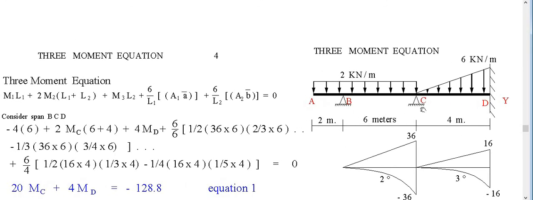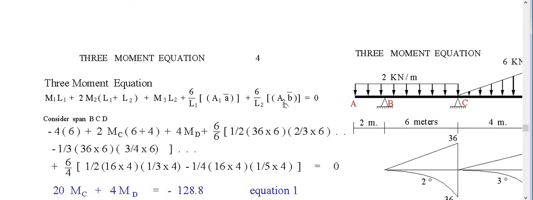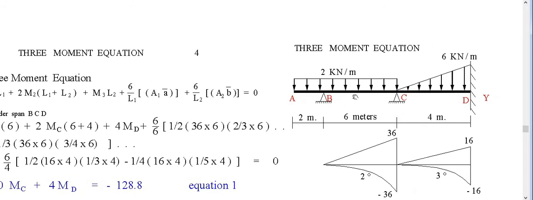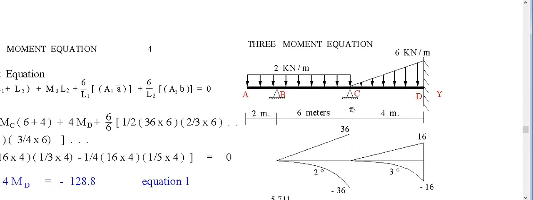So when we have two unknown moments, we usually have two equations. We consider two spans at a time: BCD is one equation, and for the other equation we create an imaginary span DY. So we have two spans again, CDY, where the right portion is imaginary.